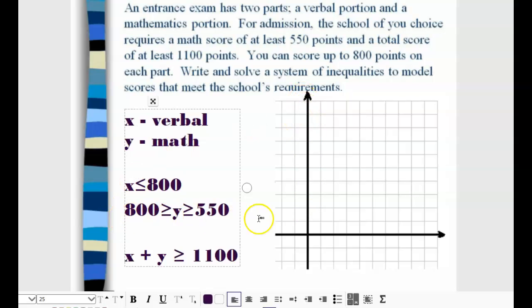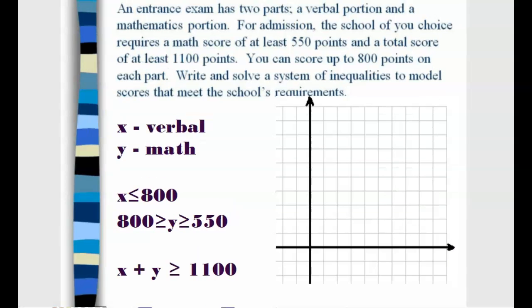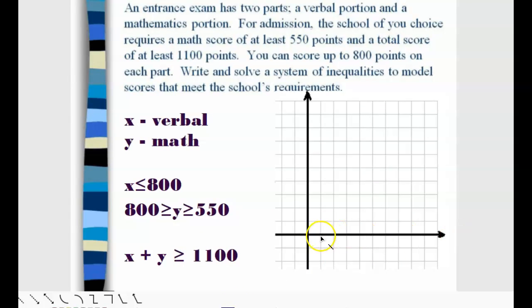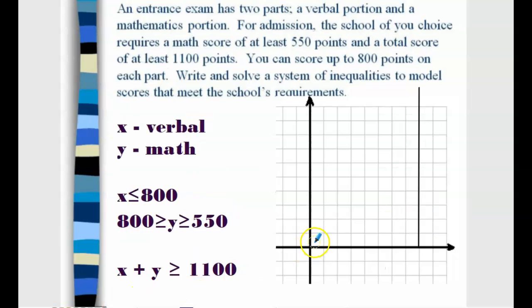Okay, so what that means is that my x values are going to have a line at 800. So we'll count out 1, 2, 3, 4, 5, 6, 7, 8. So we'll say that this is 800. So my scores for x have to be less than or equal to 800. So they can live in this yellow box right here.